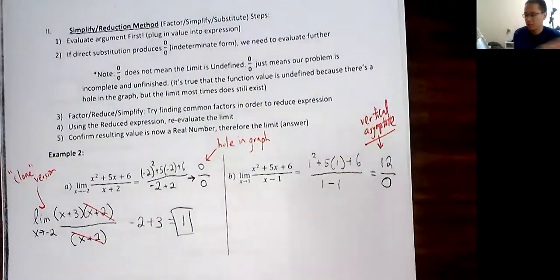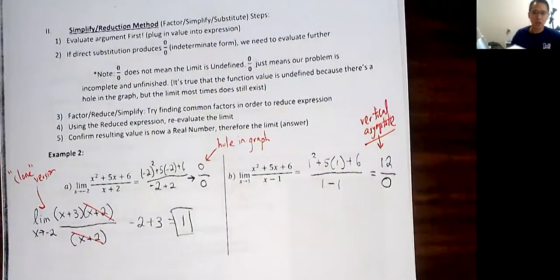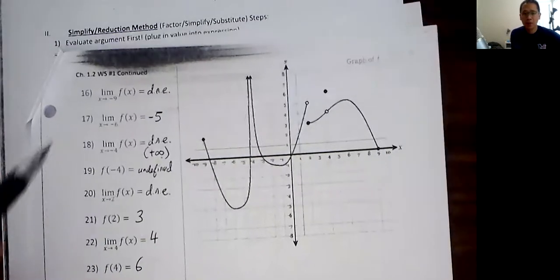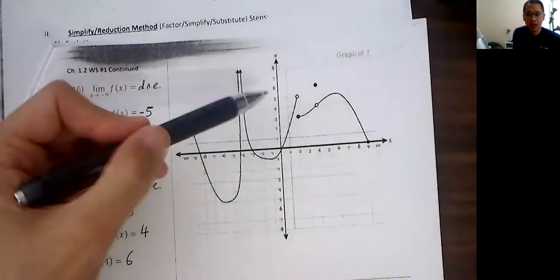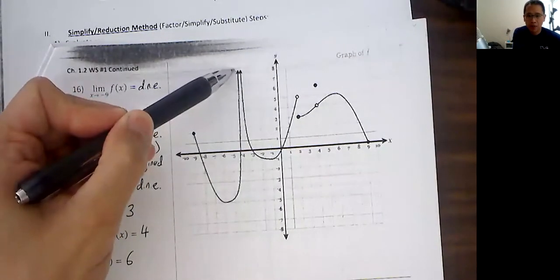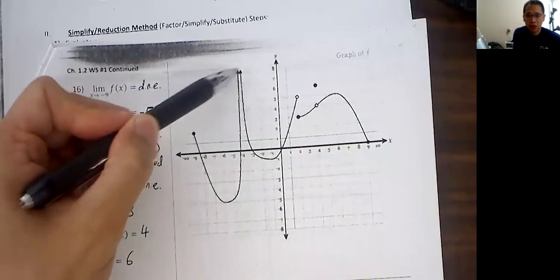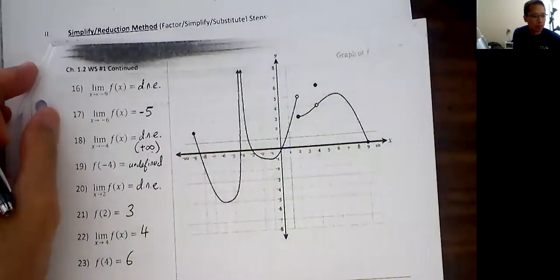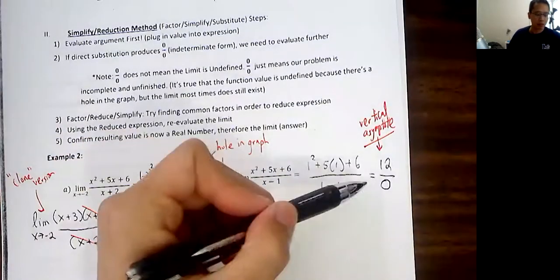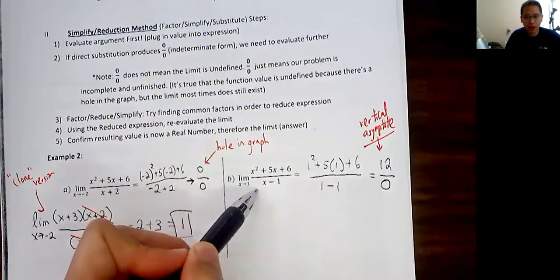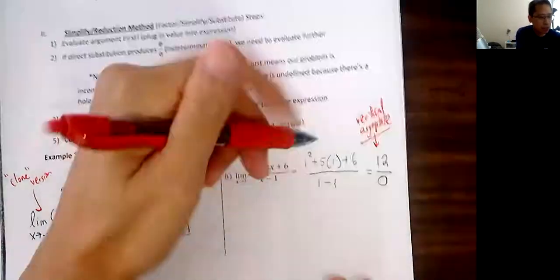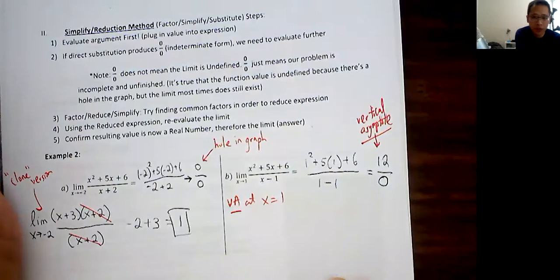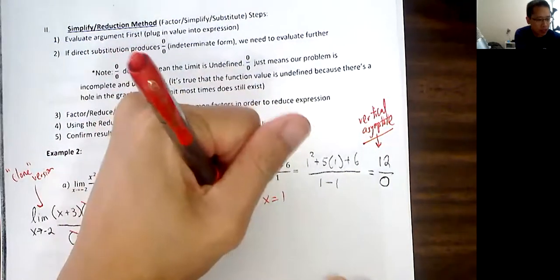And when there's a vertical asymptote, we know that's when the limit doesn't exist, right? We were able to see that graphically from previous lessons: whenever we see a vertical asymptote, even if both branches are headed towards infinity, we know infinity is not a real number, so there's no limit. Same idea here. 12 over 0 indicates that there's a vertical asymptote at x equals 1, and whenever there's a vertical asymptote, that tells us the limit doesn't exist.